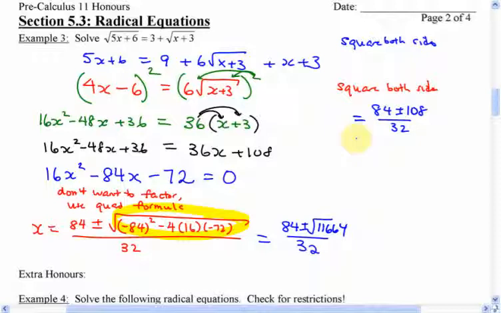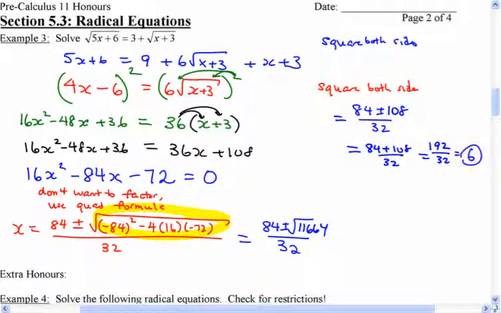So once you get to this step, you can find your two answers. So 84 plus 108 divided by 32, and I believe that answer is what? That's 192 over 32. I think that's 6. Okay? Or what else? Yeah, negative, and I think that becomes what? How much? Okay, negative 3 over 4. I think I get negative 3 over 4.